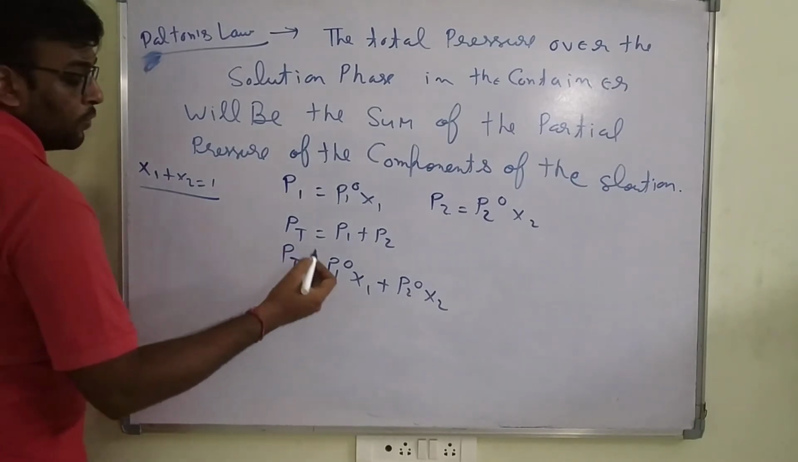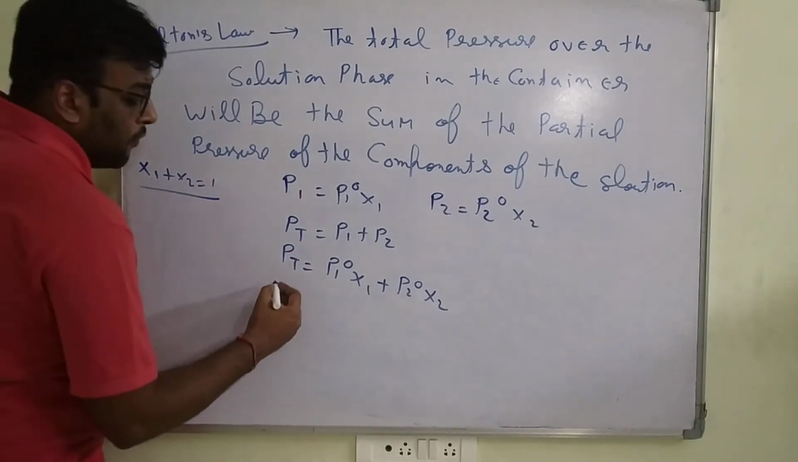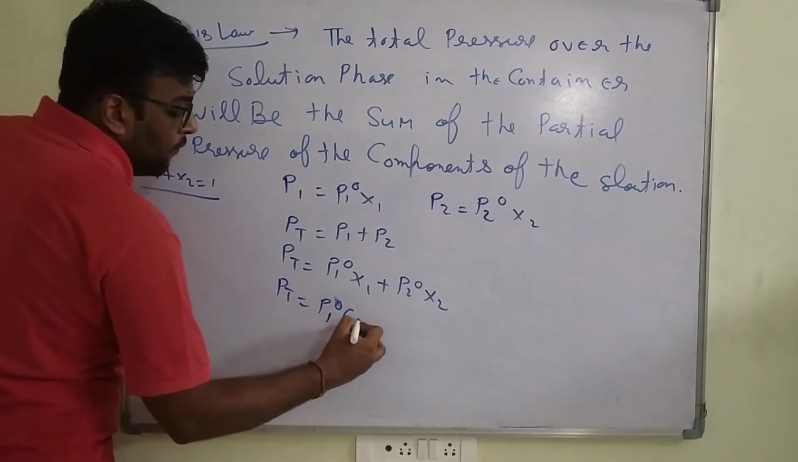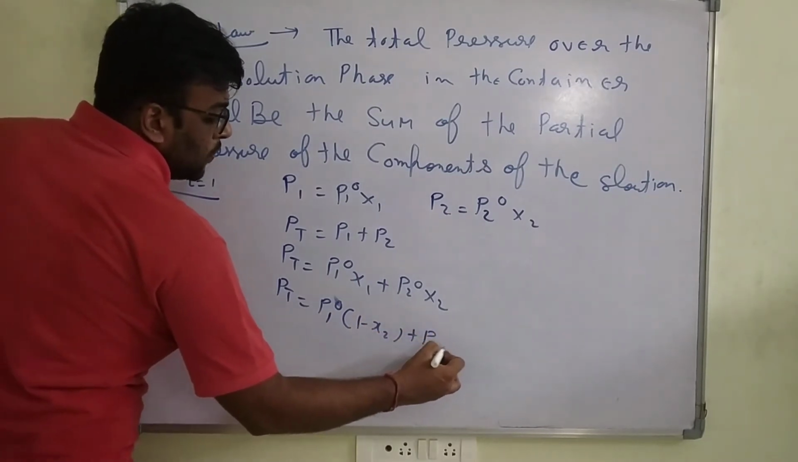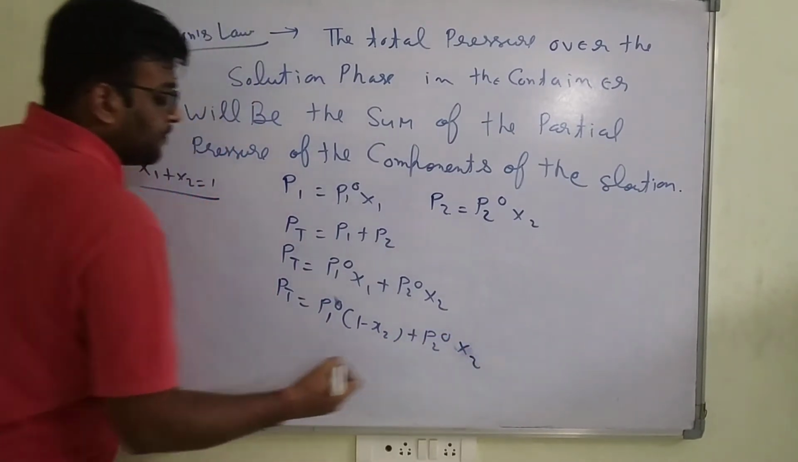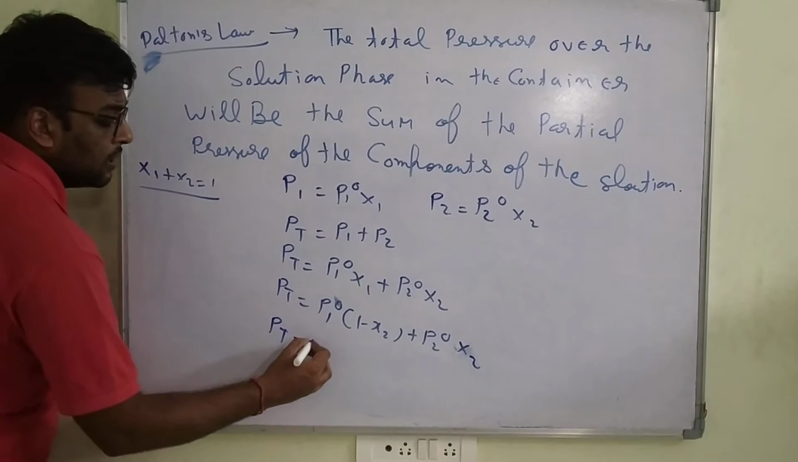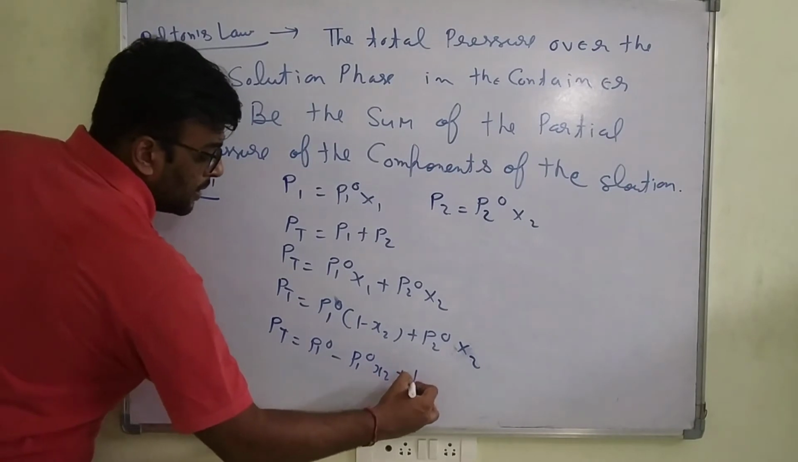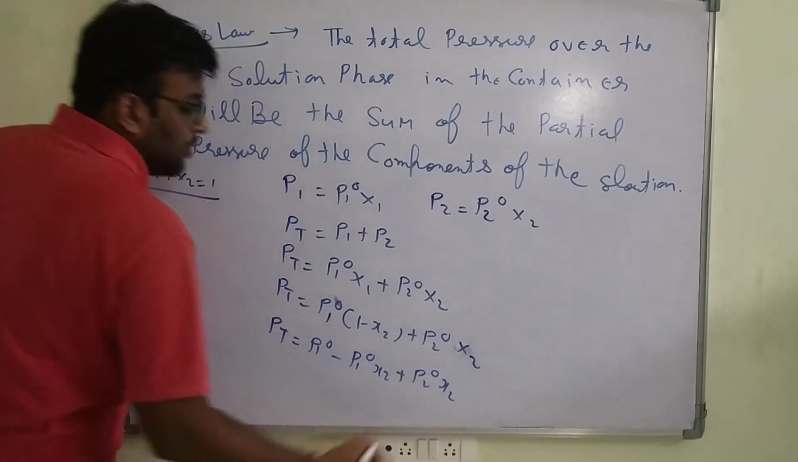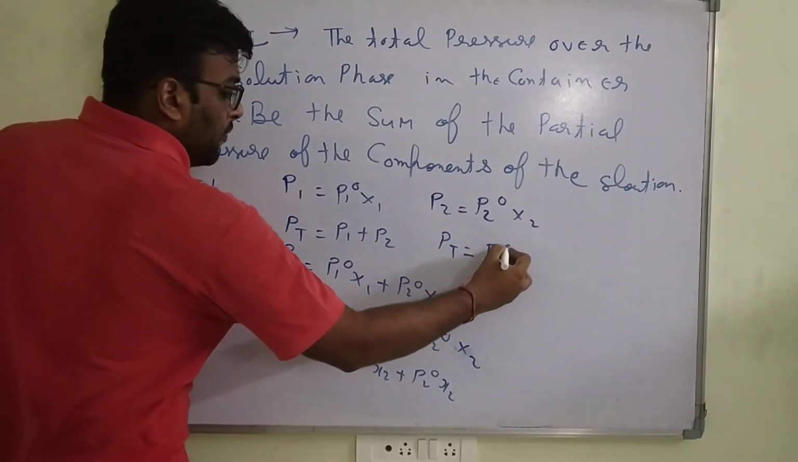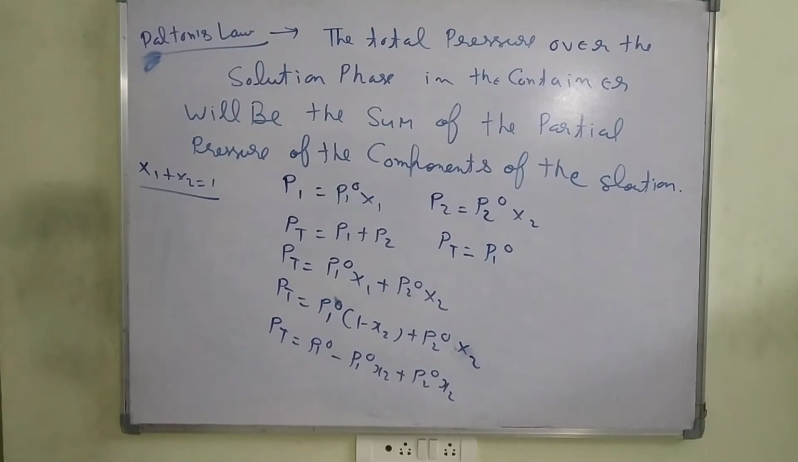What happens regarding this? Suppose x1 is eliminated, so we put the value: P total is equal to P1 naught (1 minus x2) plus P2 naught x2. Are you getting my point? Multiplying this out, P total is equal to P1 naught minus P1 naught x2 plus P2 naught x2. After solving, P total is equal to P1 naught plus x2 and P2 naught, where x2 is common.